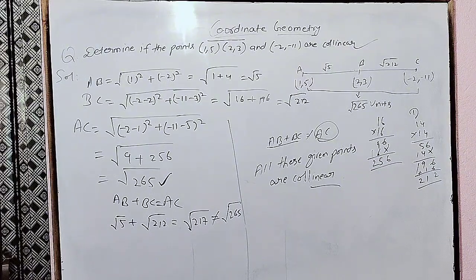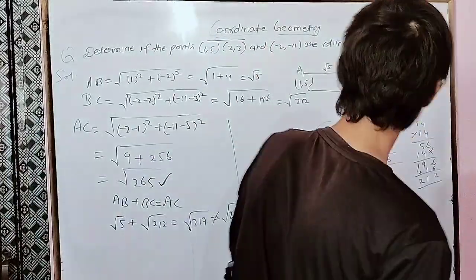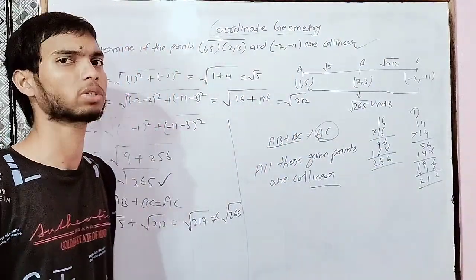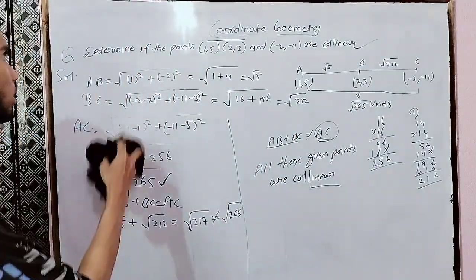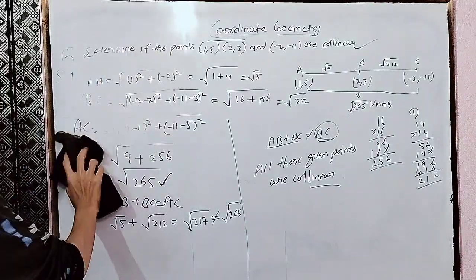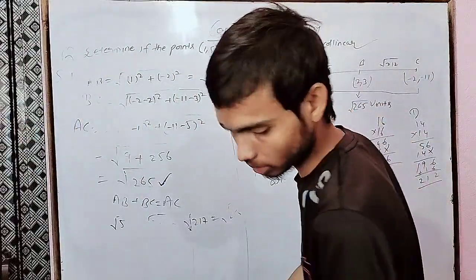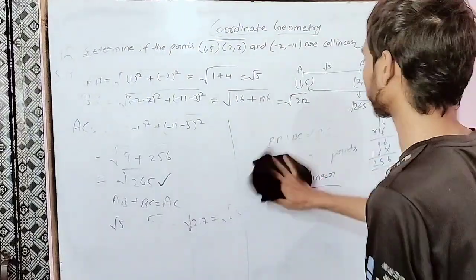Now next is something else. Next is some questions based on the section formula. We were doing questions based on the distance formula of coordinate geometry. Now it's time to understand the section formula, and we will be doing some questions based on it.